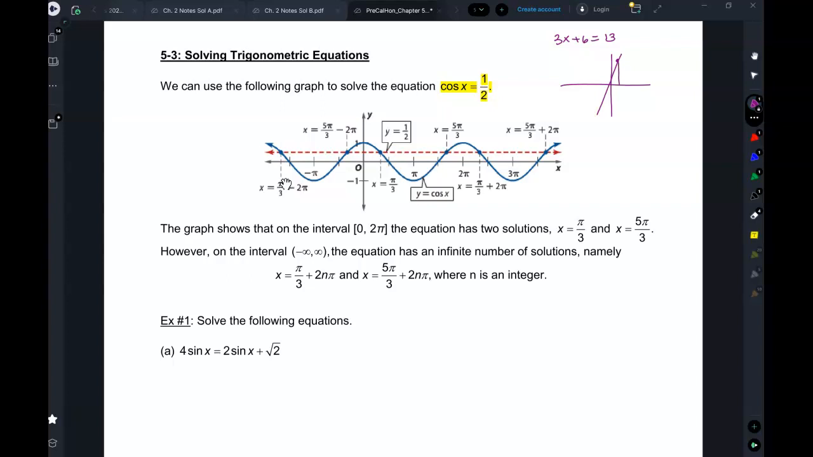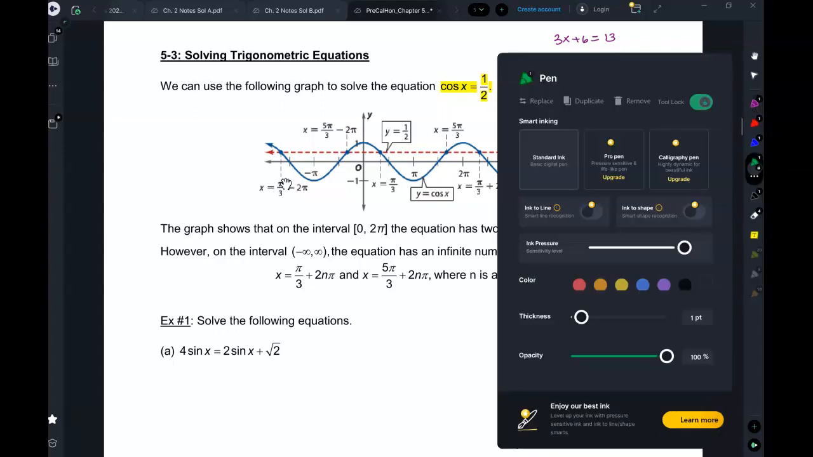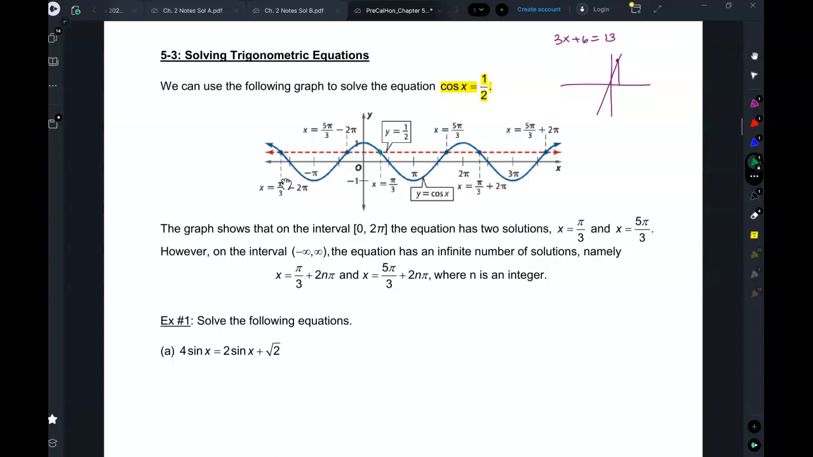So here we're going to look at cosine of x equals a half. For what x values is cosine equal to a half? One way we can do that is graph cosine. So look, we've graphed cosine here. And this dashed red line is y equals a half. So look at all of the places where cosine is equal to a half. Right there at pi over 3. Is that right? Cosine of pi over 3 equals a half?